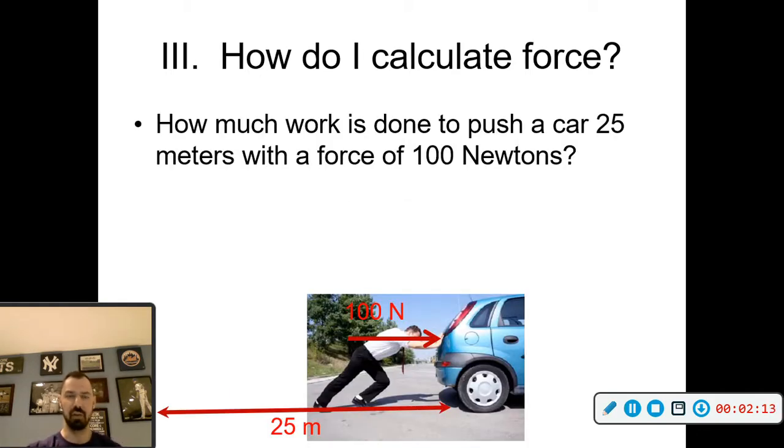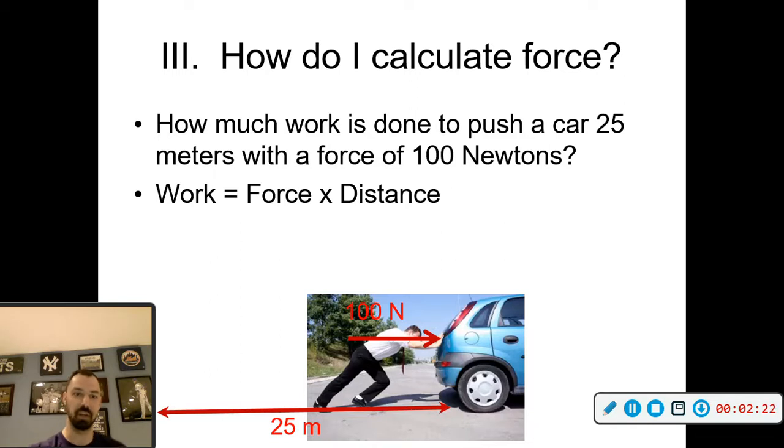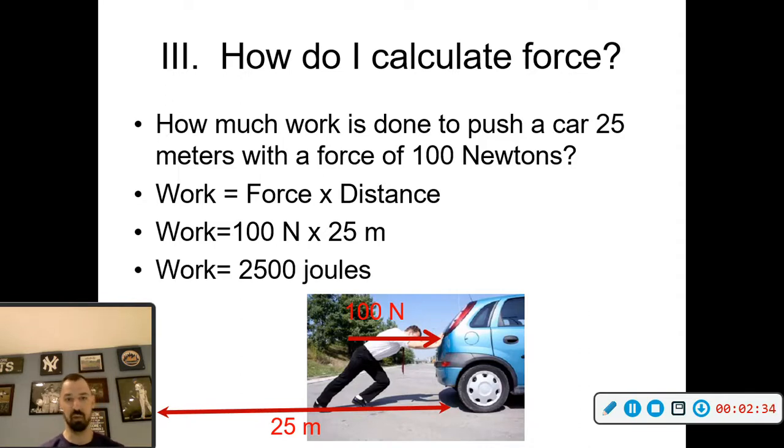Here's an example. How much work is done to push a car 25 meters with a force of 100 newtons? We're going to take work equals force times distance. It's always good practice to write out your formula first and then work it out. So 100 newtons times 25 meters, and my answer is 2,500 joules. If you were just doing the symbol, it would be capital J.